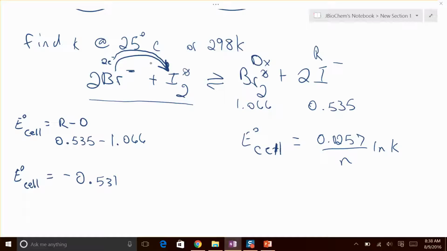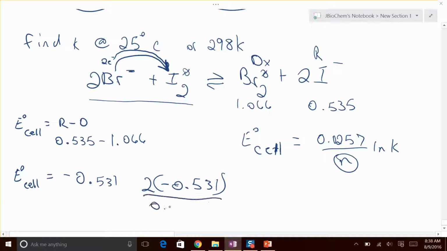Alright, so did you guys solve? So here we're going to solve for K. We know the E naught of the cell. We're going to multiply it by 2 because that's the number of our electrons. So 0.531 negative times 2. And then we're going to divide it by 0.0257, and it's the E of that. You just math.